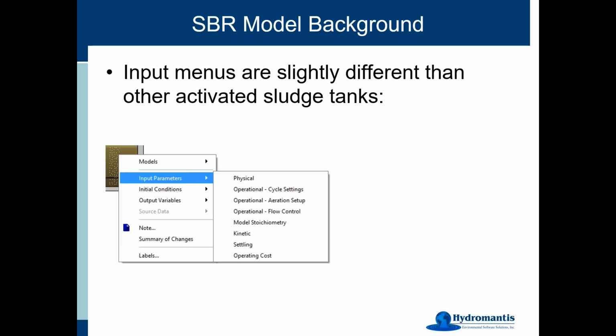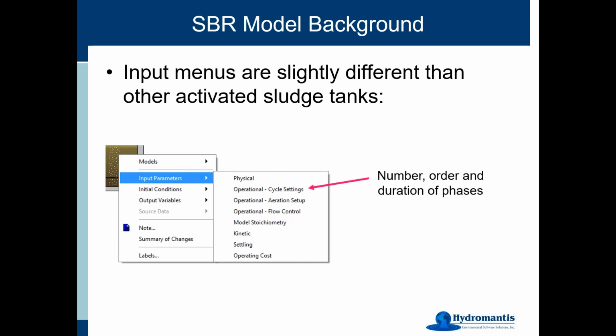So the input menus, in order to be able to control all of that stuff, are slightly different than what you would find in a lot of other activated sludge tanks. And in fact, we have 3 different operational menus because there's just so many parameters there to deal with. So we broke it into different menus. And you'll see here, of course, that the tank size and things that you would normally find in the physical menu, those are there. So, temperature and all the other stuff that would specify the physical characteristics of the tank.